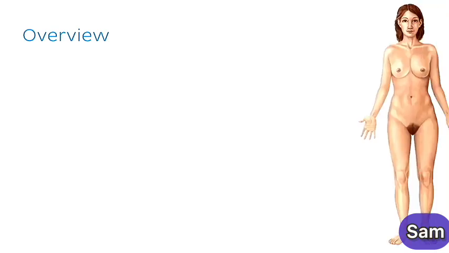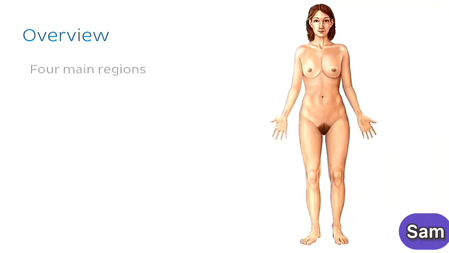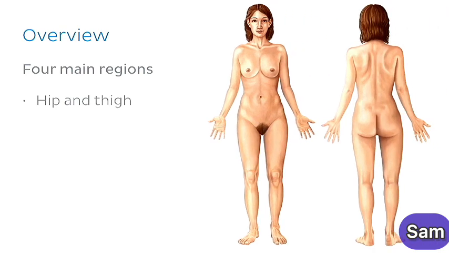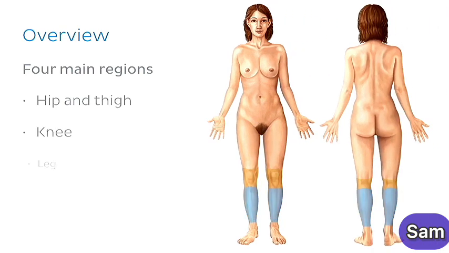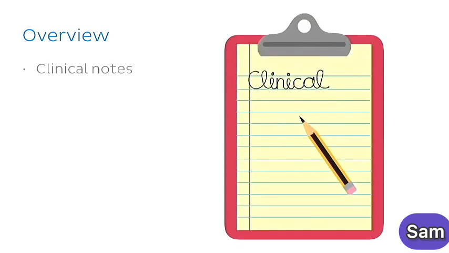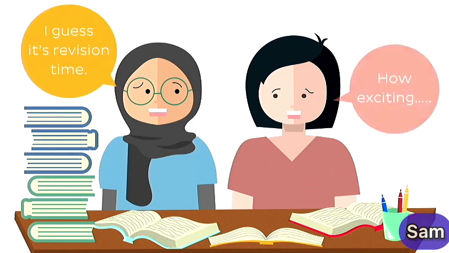In order to keep things as simple as possible, we'll explore the main arteries of the lower limb through 4 main regions: the hip and thigh, the knee, the leg, and the foot. This will aid in developing our understanding of the area or region which these arteries supply. We'll finish this tutorial by taking a quick look at a clinical note related to one of the major arteries of the lower limb. So let's begin.